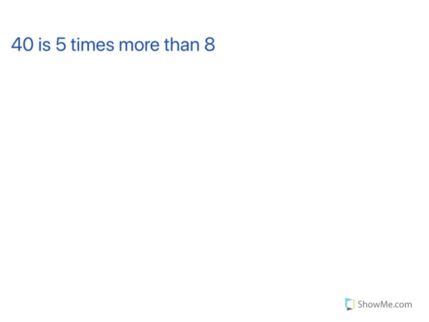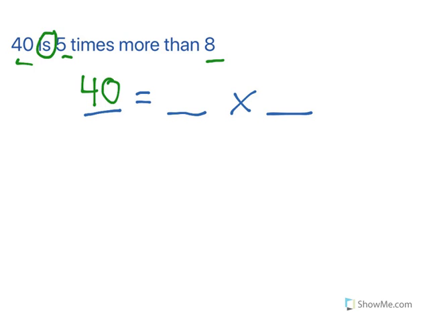Pause the video and think about this one. 40 is 5 times more than 8. So when we look at this one, we see that we have 40, 5, and 8. I also notice that I have this word is, which is my equal sign. So, out of 40, 5, and 8, 40 is the greatest number. That means 40 is equal to 5 times 8. There's my multiplication equation.